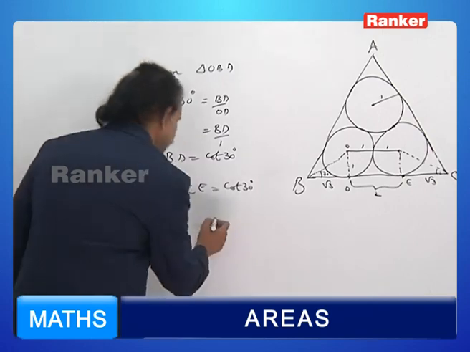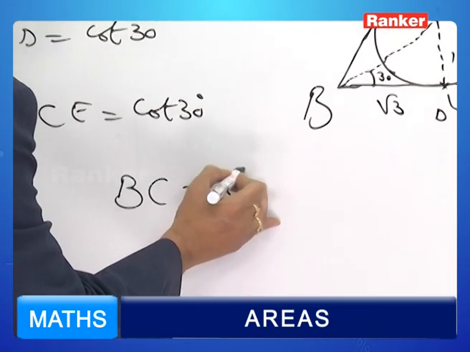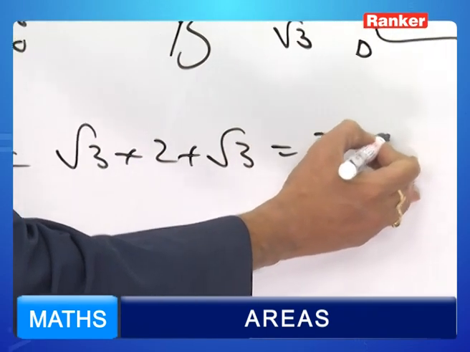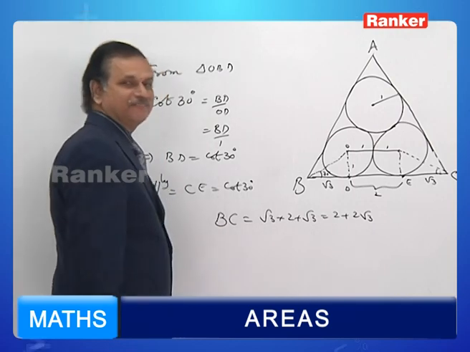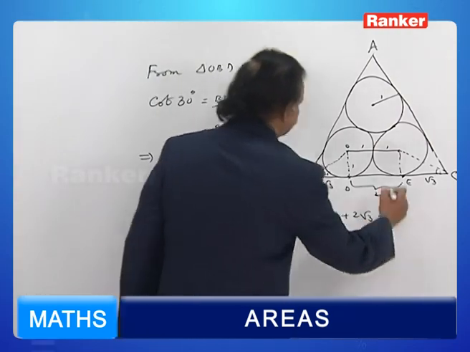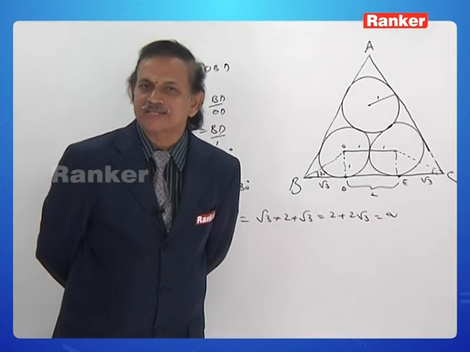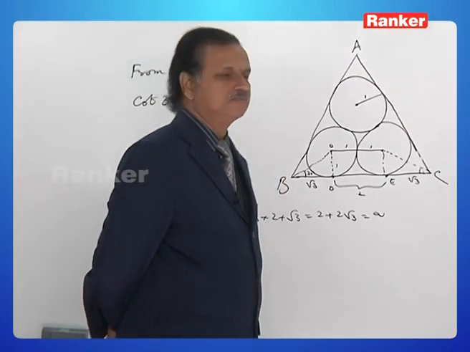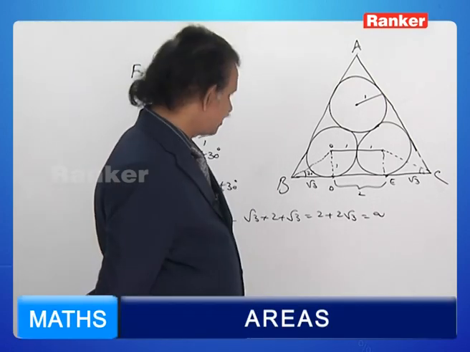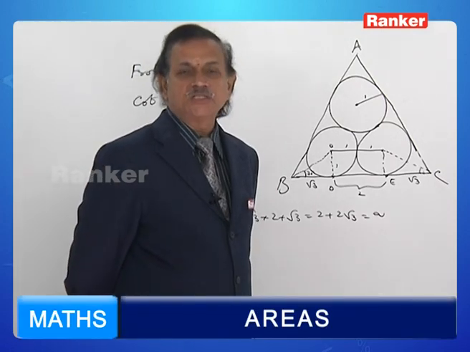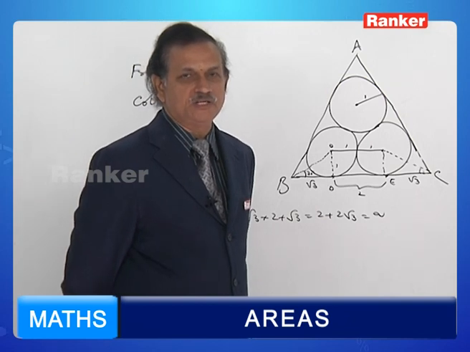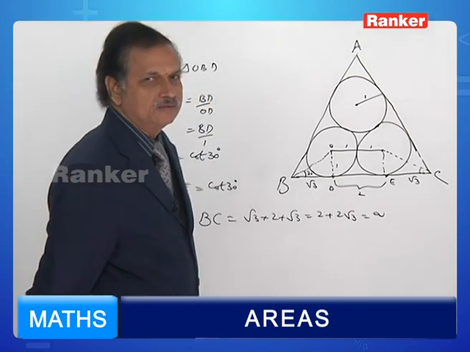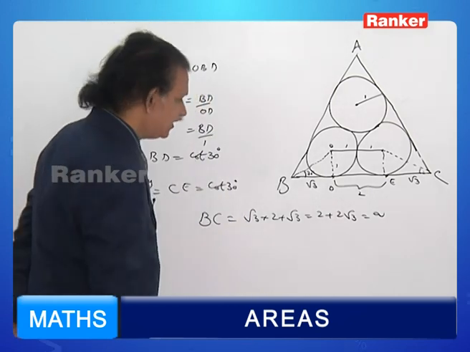What is BC? Root 3 plus 2 plus root 3, and what does it mean? 2 plus 2 root 3. Let me call this a. We have the length of each side of the equilateral triangle in the present figure, and as you know the length of each side of the equilateral triangle, you can find the area directly. What is the area? Root 3 by 4 a square.